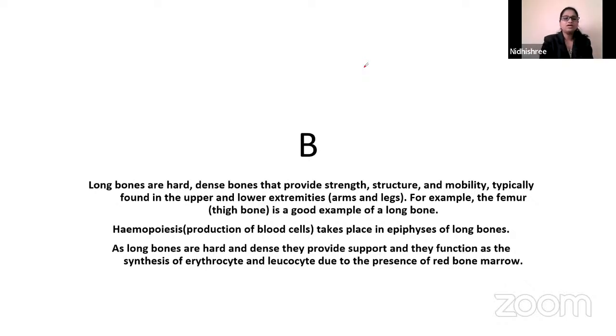Thank you, Nuhu Sayyed. So here we have to concentrate on the main term, that is hemopoiesis. Hemopoiesis means the process of production of blood cells. It takes place in the region of the long bone.